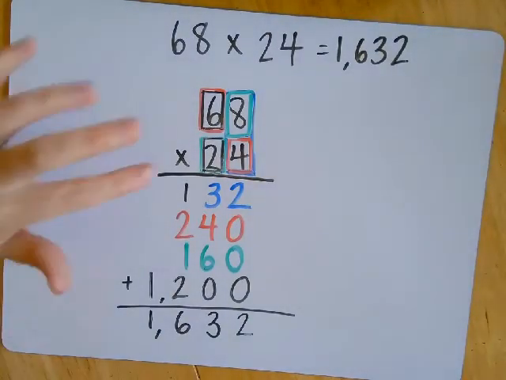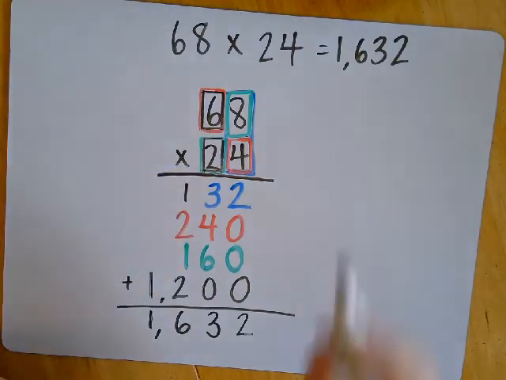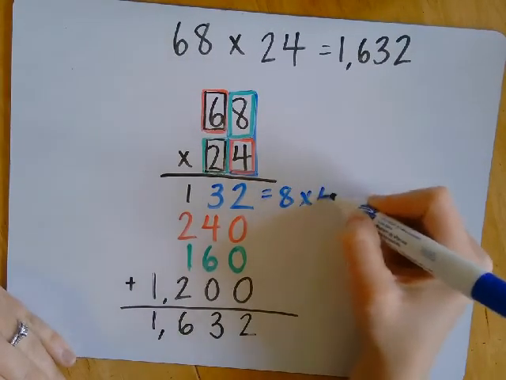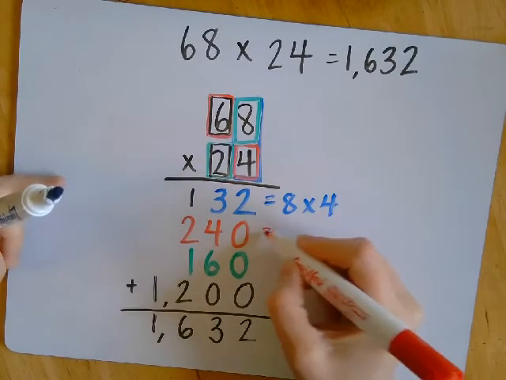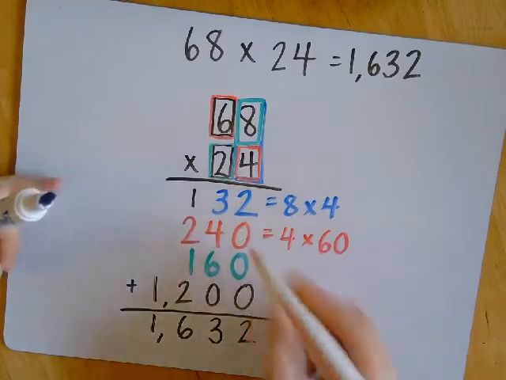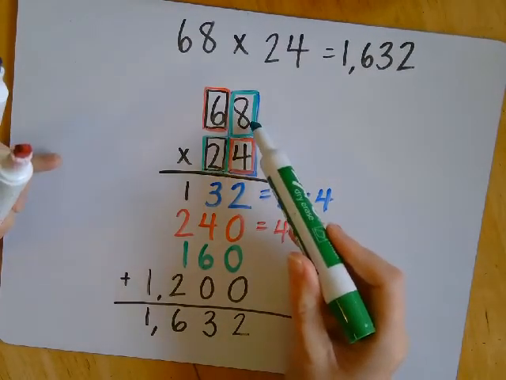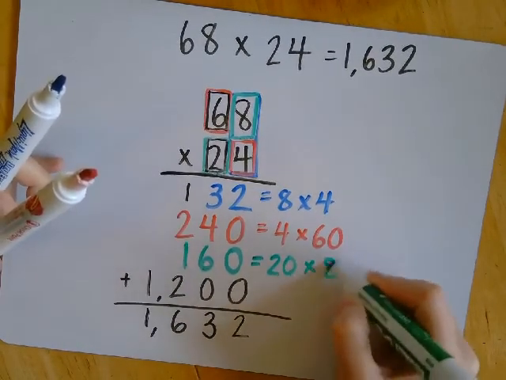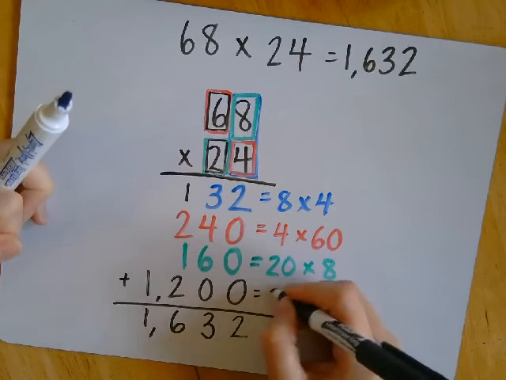Again, I can go back and show you where each of these partial products came from. So starting in the ones place, I multiplied 8 times 4 to get 32. Then I multiplied this one by this 10, 4 times 60 to get 240. Then I went over to this 10 and multiplied by this 1. So that was 20 times 8. And then I multiplied these two 10s together, which was 20 times 60.